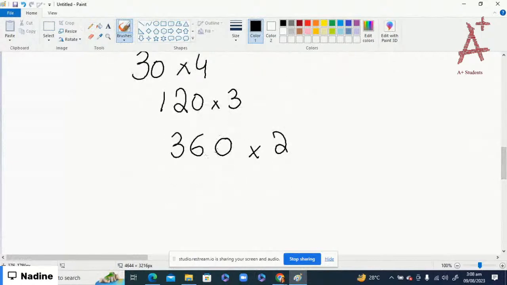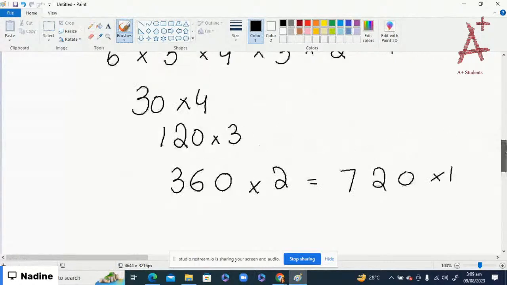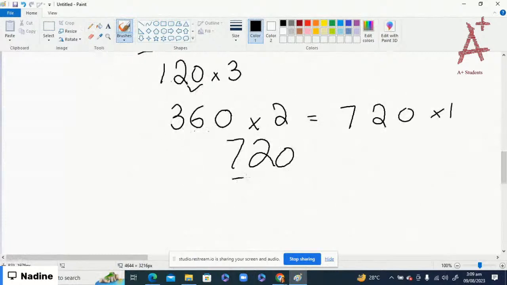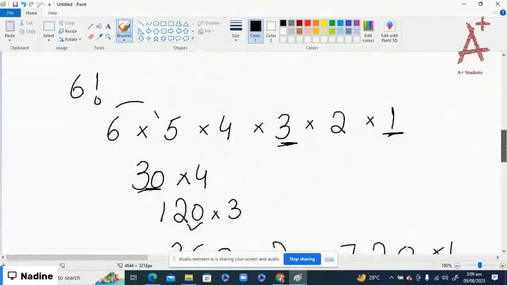What's the answer? 6 times 2 is 12, 2 times 3 is 6 and 7. That is 720. Now 720 multiplied with 1. Look at here. First I multiply 6 times 5, that is 30. Then this 30 with 4, that is 120. Then this 120 with this 3, that is 360. Now this 360 with 2, that becomes 720. Now this 720 multiplied with this 1, then we get the answer 720 for this 6 factorial.